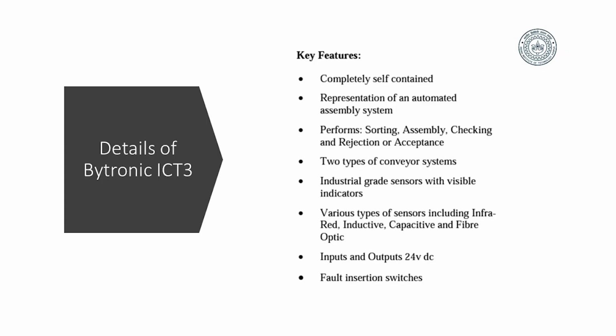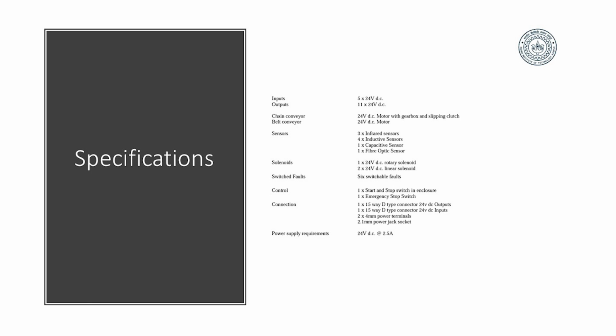So, you need some electric power, 24 volts DC, and you need some fault insertion switches. So, those emergency buttons that you saw, etc. So, the specifications come out like this. Eventually, once you have designed your whole system, you will be able to write out your specs, which are very much numerical and quantitative specs, such as inputs, outputs, what the chain conveyor is like, what the belt conveyor is like, which sensors and how many, what solenoids are used, what the switch faults are, what the controls are, what the connections are, and what the power supply requirements are. So, eventually you will end up with this.